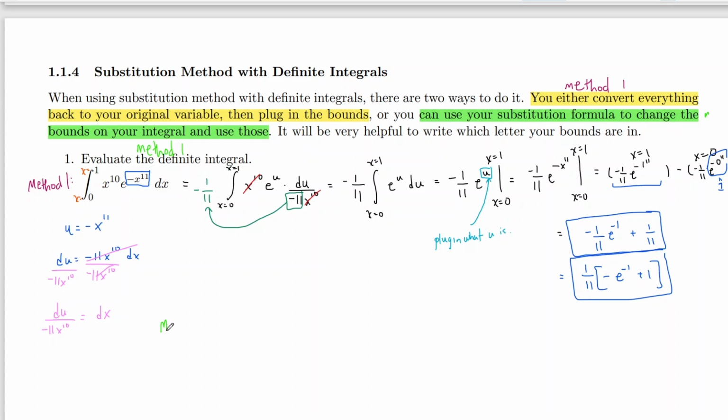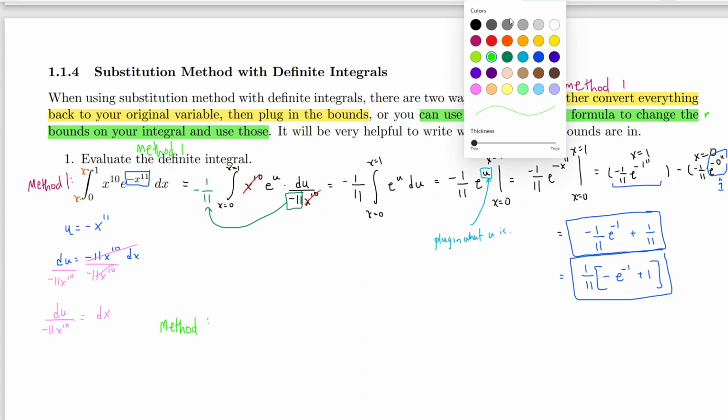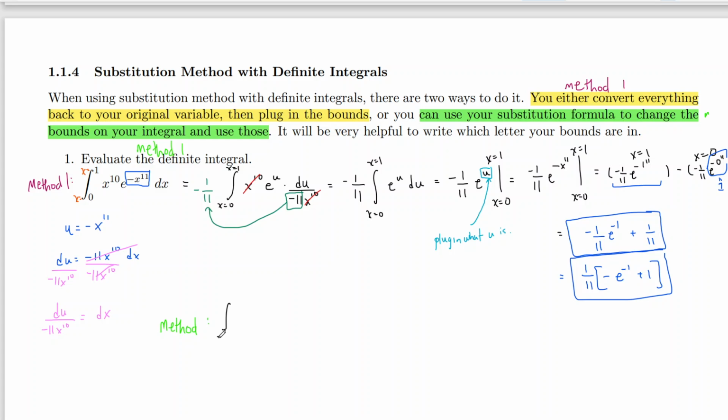So when we do method 2, everything is going to be the same at this step. So you start with your original integral. You have x equals 0 to x equals 1 of x to the 10th e to the negative x to the 11th dx. Now you don't go through and do anything different when you make the substitution. You still want to do the same exact thing. So I'm going to go ahead and just fast forward to here, because we would do the same exact thing, plug in the same stuff and simplify. So you have negative 1 over 11, x equals 0 to x equals 1 of e to the u du.